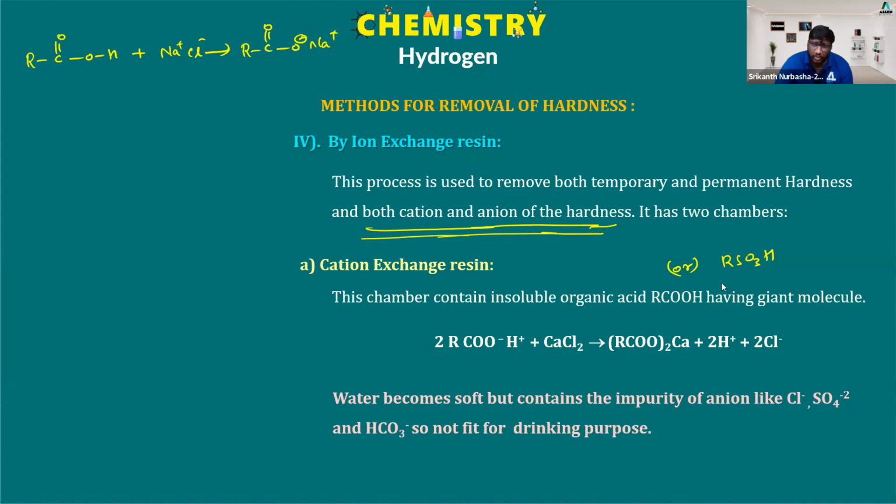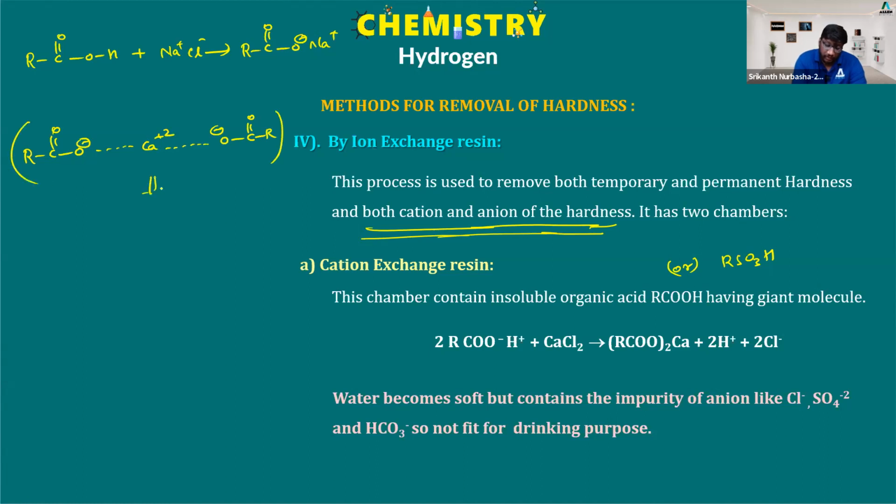From the respective organic acid like RCOOH or RSO3H, we form RC double bond O- Na+ or RC double bond O- Ca+2. That RC double bond O- will develop a new attraction with the respective Na+ to form RC double bond O- Na+. Now what happens? This RC double bond O- Na+ will easily react with CaCl2. It forms 2RC double bond O-, which develops an electrostatic force of attraction with the Ca+2 ion and O- C double bond R.